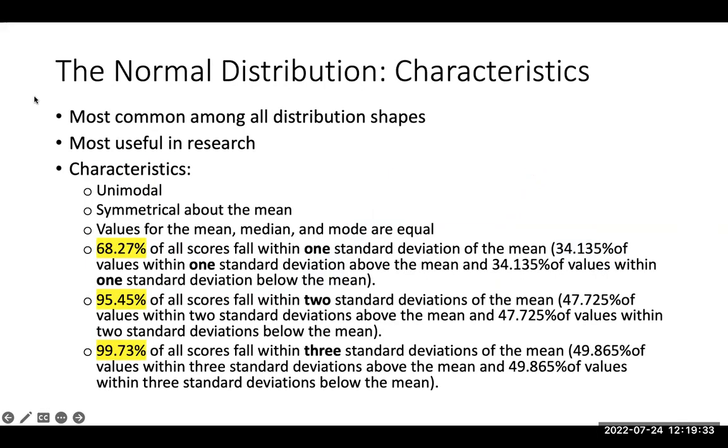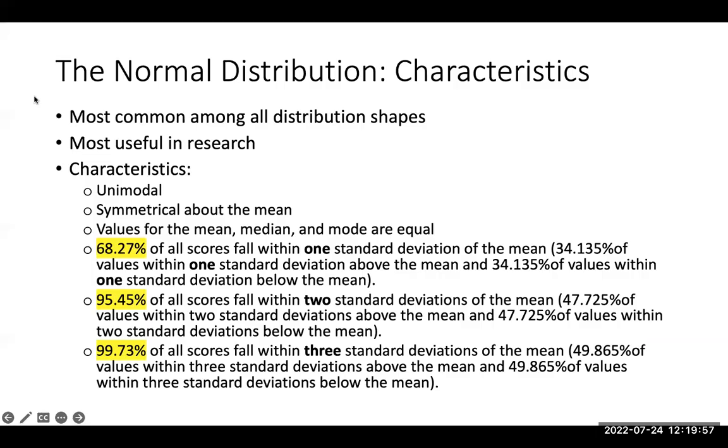So let's talk about the normal distribution. When we say something is normally distributed, it means that we are making certain assumptions. So the normal distribution is the most common type of distribution we'll see of all distribution shapes. It is very useful in research because of these assumptions we make and calculations we can do based on those assumptions. So what are they?